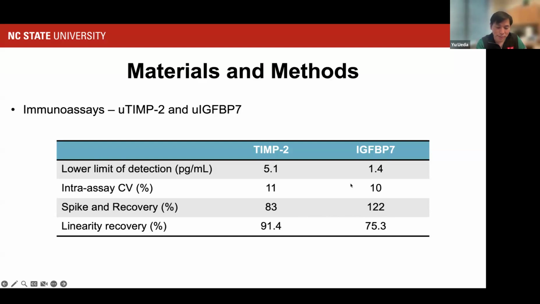So these numbers are not the best, but still acceptable, though more validation might be necessary, especially for IGFBP7. Regarding TIMP2, this validation test is okay, but the lower limit of detection is a little bit too high. So an additional test may be necessary, or you have to be careful when the patient has a very low concentration of TIMP2.